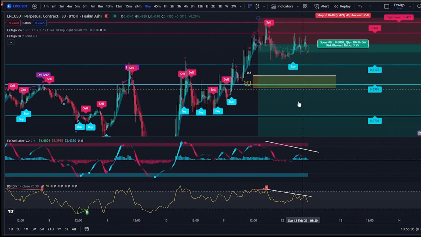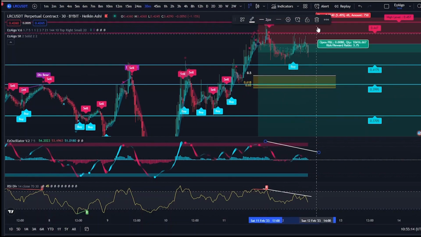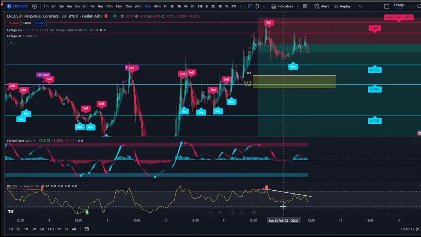And you can see we're forming some divergences here on the Easy Oscillator, also on the RSI. We're seeing some bearish divergences. Volume is decreasing, so I probably should have stayed in that position. But like I said, that was a hedge against my longs.